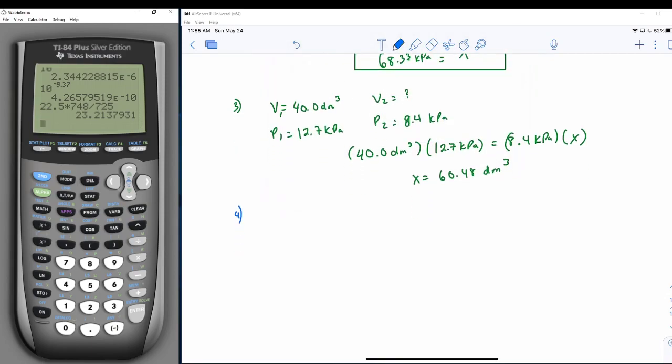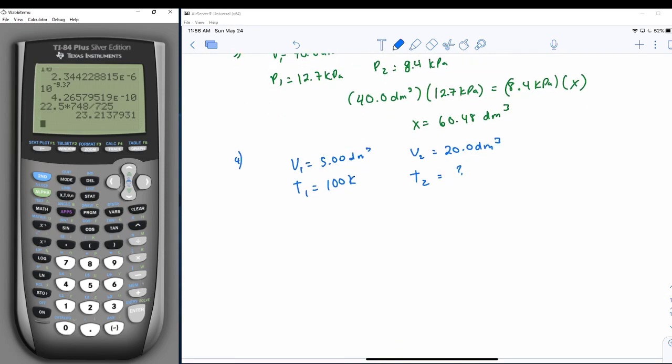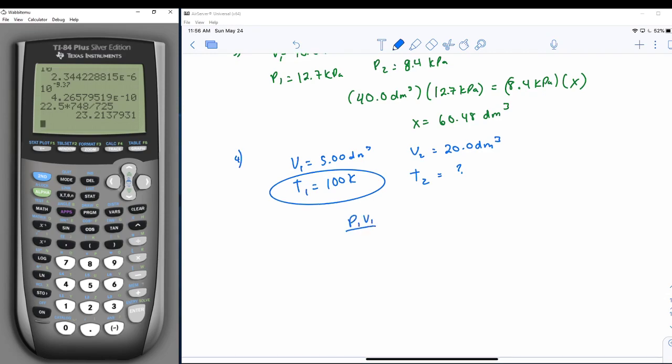Okay. 4. Okay. A container containing 5 decimeters cubed of gas is collected at 100 degrees Kelvin, and then allowed to expand to 20.0 decimeters cubed. What must the new temperature be? Now, the key thing here is that you'll notice whenever I do any of these problems that I always convert my temperature to Kelvin as soon as I get it. In this problem, they've been nice enough to do that for you, so you don't have to worry about it.